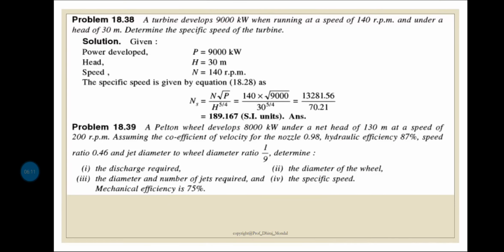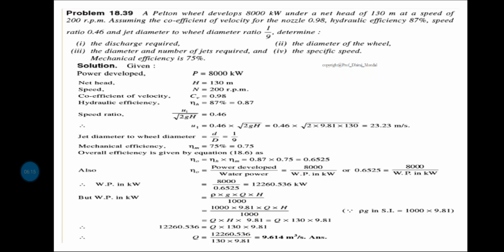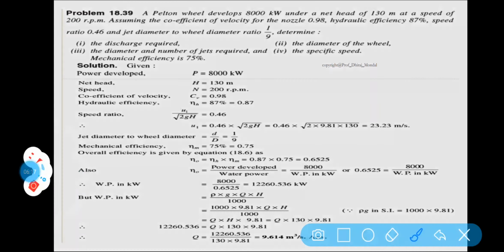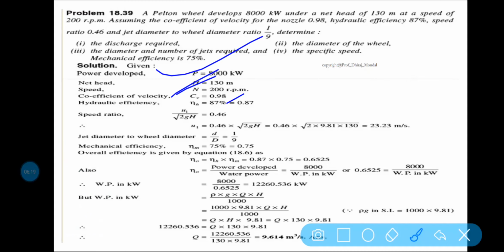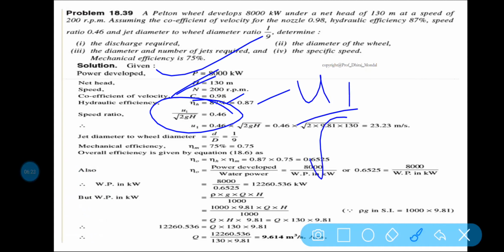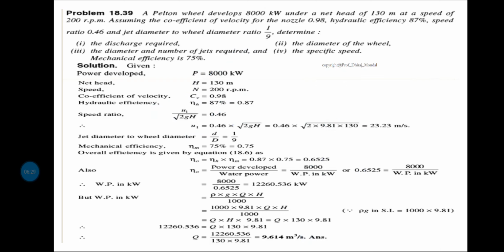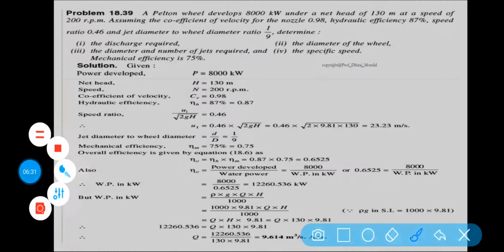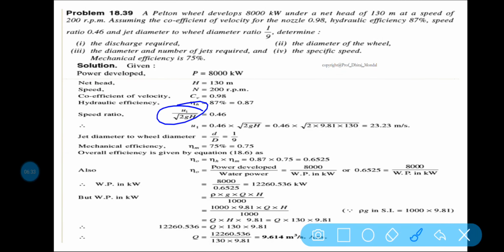Because discharge you need to find out. How you can find out? You can see the power is given, H is given, N is given, V is given, overall efficiency given. From this formula, U1 by root over 2gH is equal to 0.46. From this formula you can easily find out U1, because H you know. So if you know H, then you can find out U1.